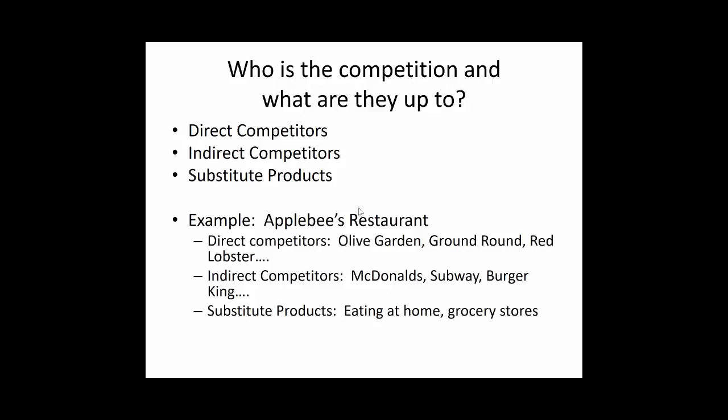Let me give you an example. Let's say you're an Applebee's restaurant. Your direct competitors are Olive Garden, Ground Round, Red Lobster, those restaurants that truly compete against you on a day-to-day basis. Indirect competitors are going to be like McDonald's, Subway, Burger King. While somebody who is likely to go to Applebee's probably wouldn't say, should we go to McDonald's or Applebee's? It still is another option for them.